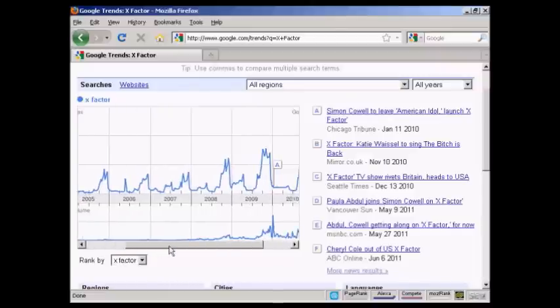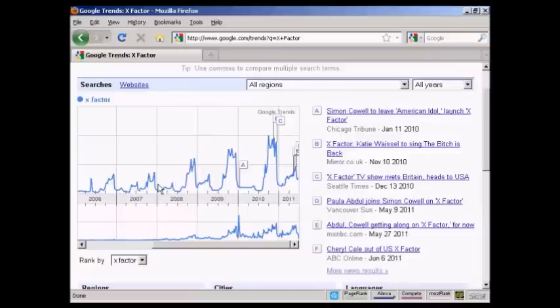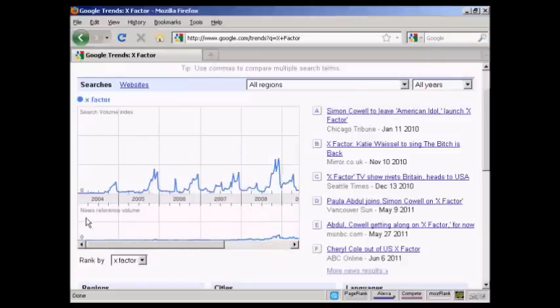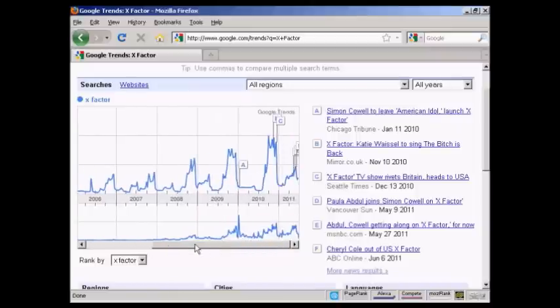As I move along here, you can see that the troughs and peaks get more pronounced, mainly because over the years more people start to get broadband internet access and internet enabled cell phones, which means that they can search more often. You can also see at the bottom here there's a news reference volume. You can see what's being written about the X Factor all the way along.